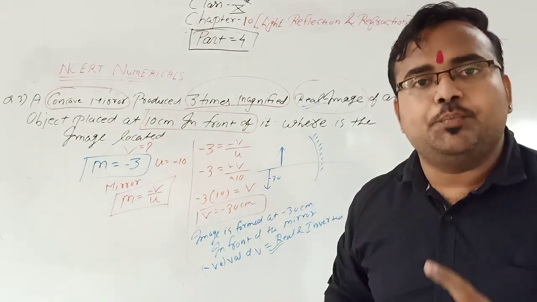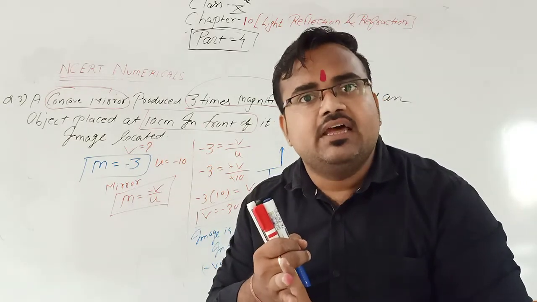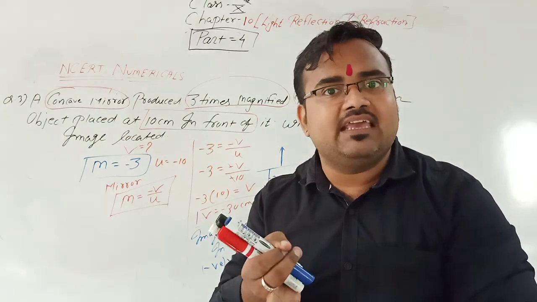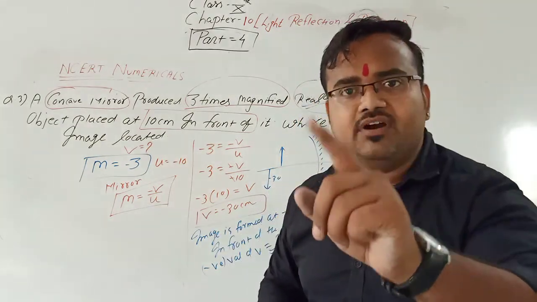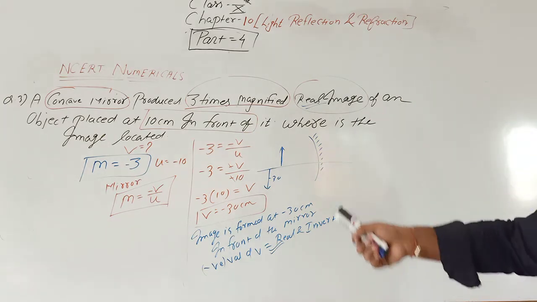You should write it in your notebook. If V and M are positive, that means the image is virtual and erect. If V is negative, M is negative, the image is real and inverted. Okay? Write down this one.